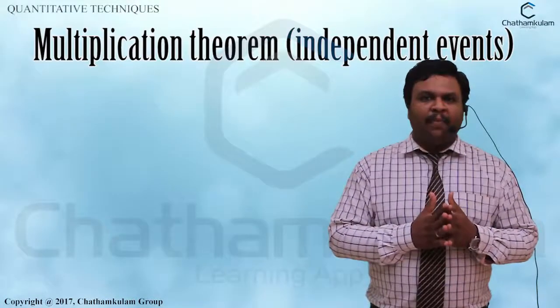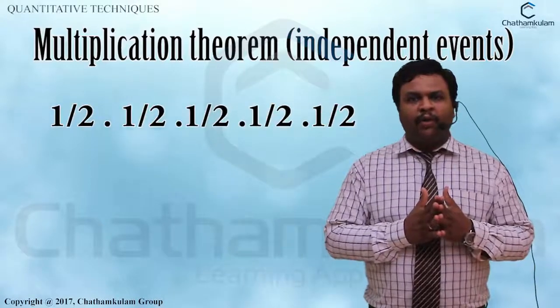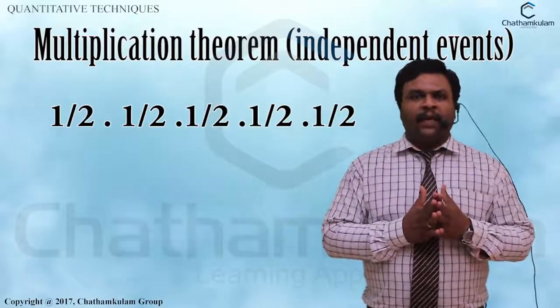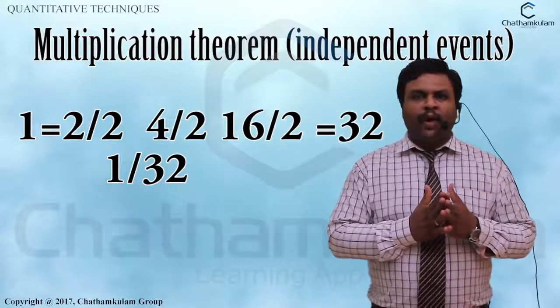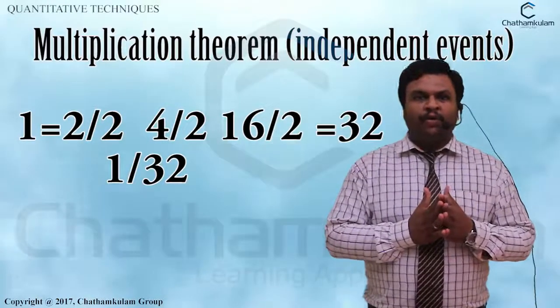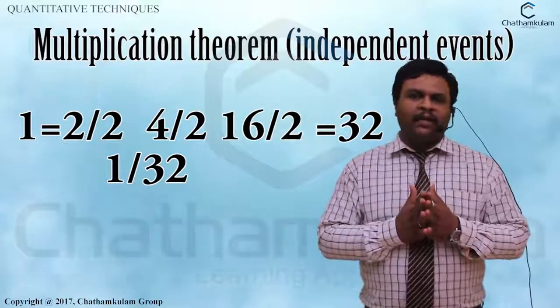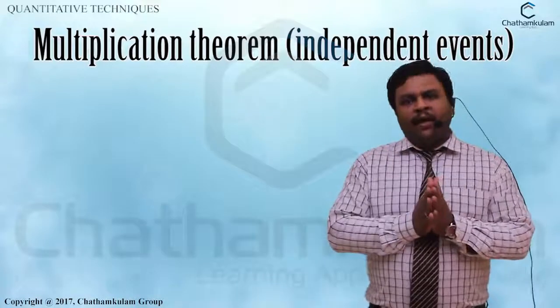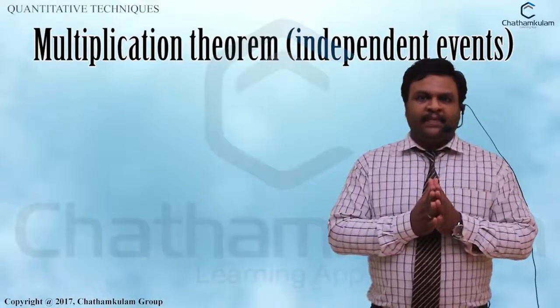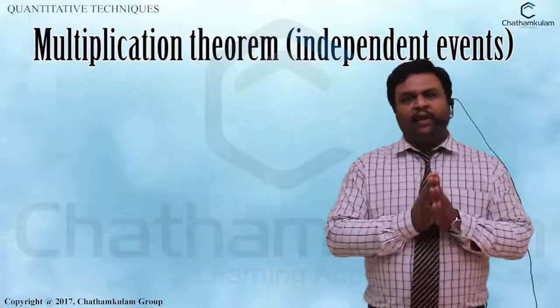That is equal to 1 by 2 into 1 by 2 into 1 by 2 into 1 by 2 into 1 by 2. That is 1 divided by 2 into 2, 4 into 2, 8, 16 into 2, 32. So 1 by 32 is the probability of showing all the coins heads up. This is the solution to this particular problem.